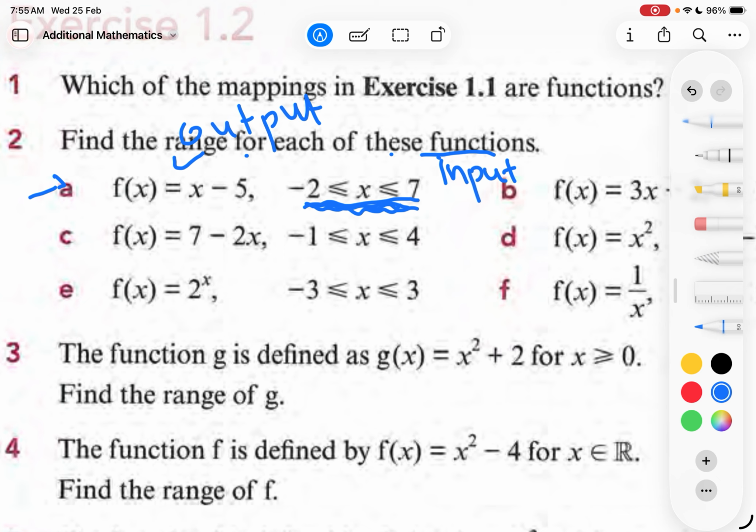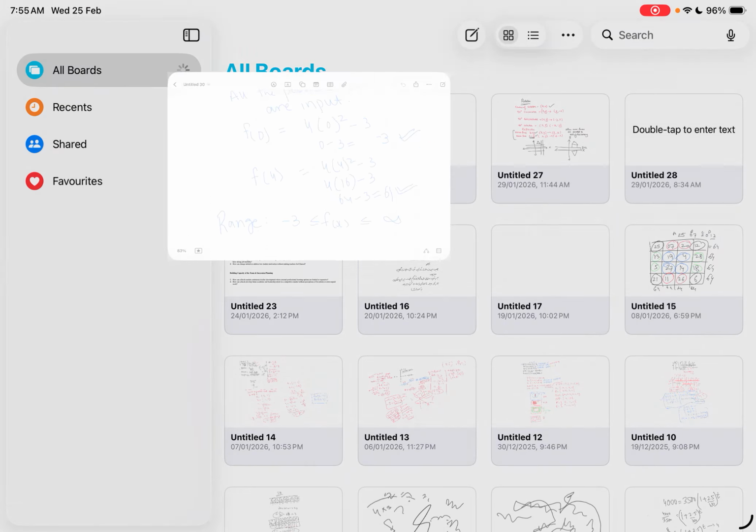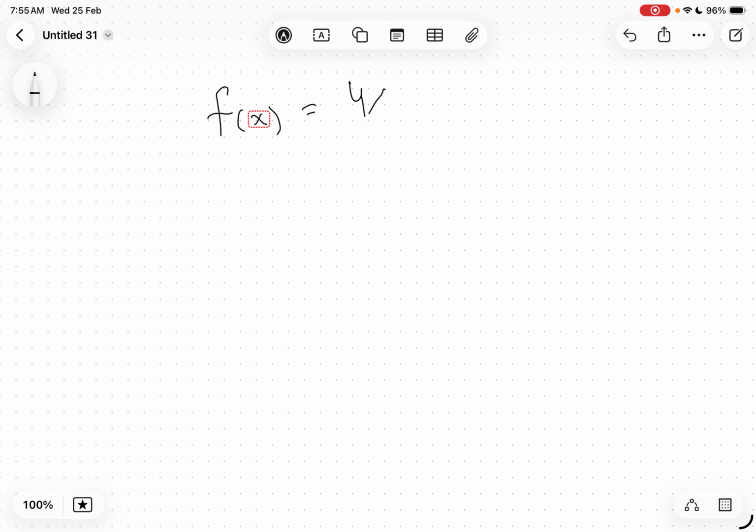Now, I'll explain to you how to find the range of any given function. So, let's try a function. Let's say we have a function f(x) which is equal to 4x minus 3, and he provides us that x has a minimum possible value of -2 and a maximum possible value of 4. So this is called the domain.